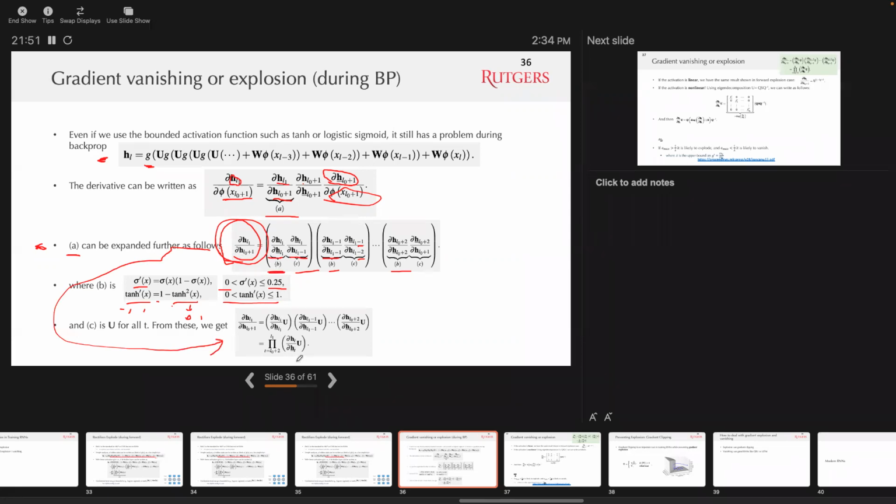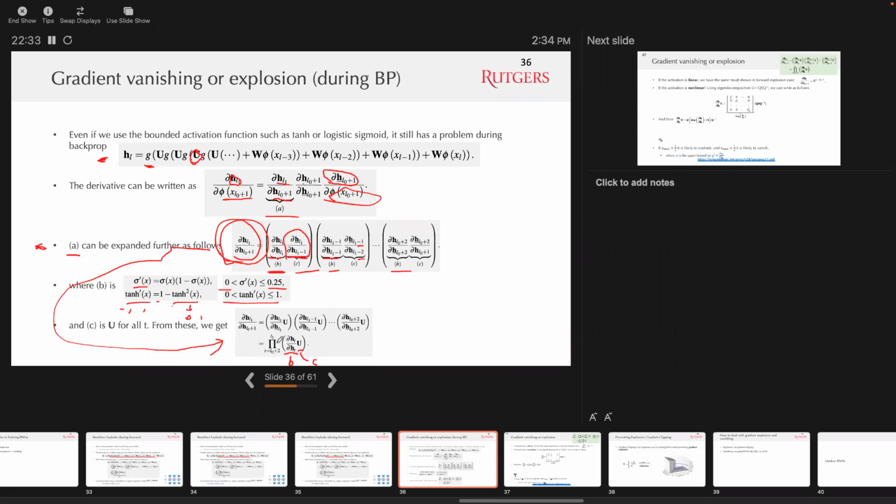So this is term B. And how about term C? Term C is the H before nonlinear activation, right? And you're going to compute its gradient with respect to H, to the previous H. So that's basically this one, right? That's going to be the matrix U. So the term C is exactly the matrix U here. So you can actually rewrite all this gradient as the product of all these terms, right?